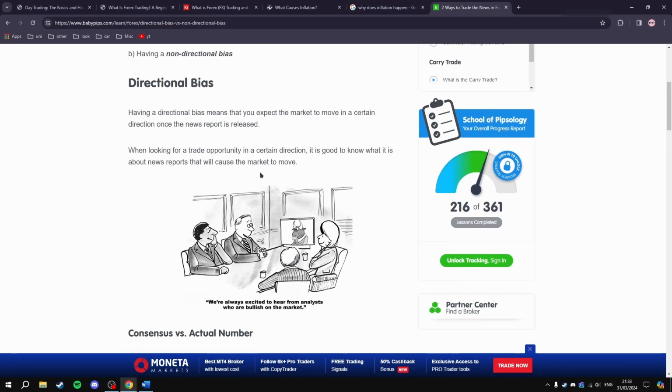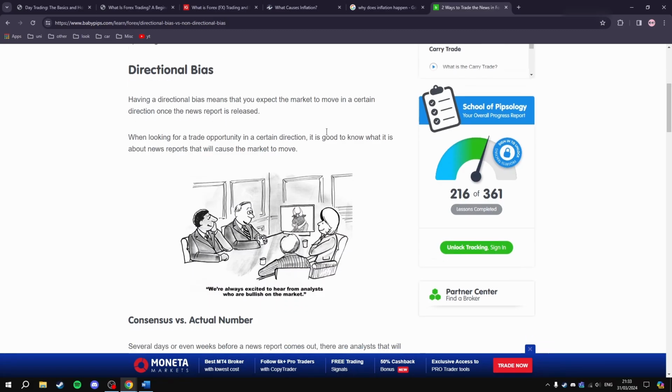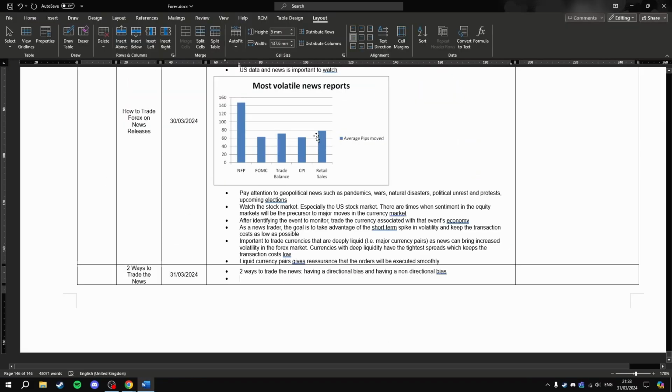Directional bias. Having a directional bias means that you expect the market to move in a certain direction once the news report is released.